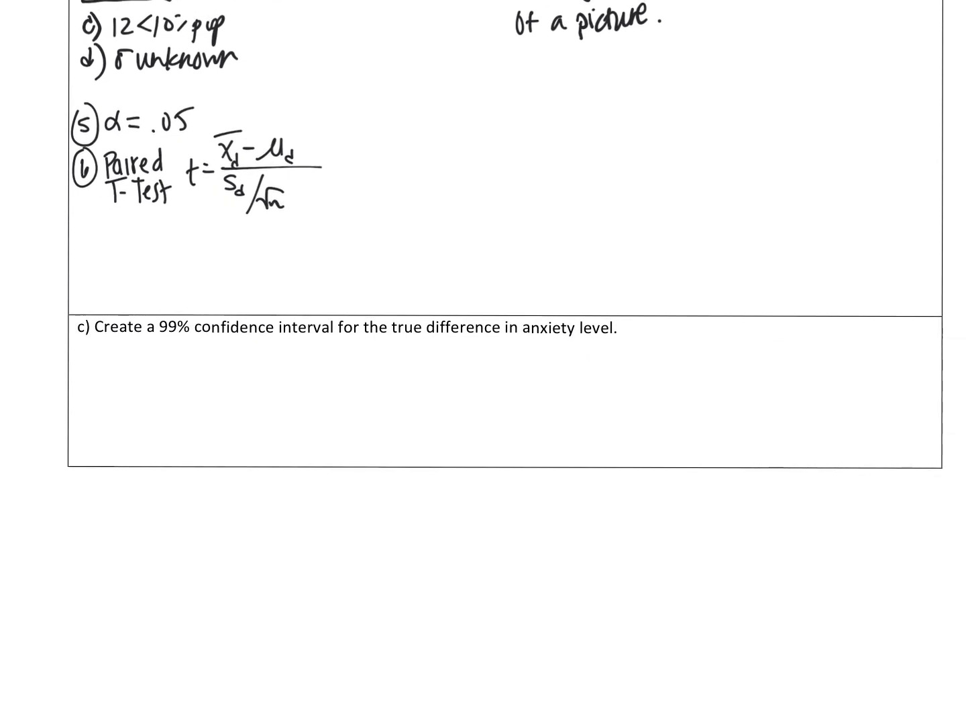Create a 98% confidence interval for the true difference. All right, I want to know how much more anxiety you're going to have. Okay, so check conditions. Remember, the conditions from part A were all met and nothing has changed.